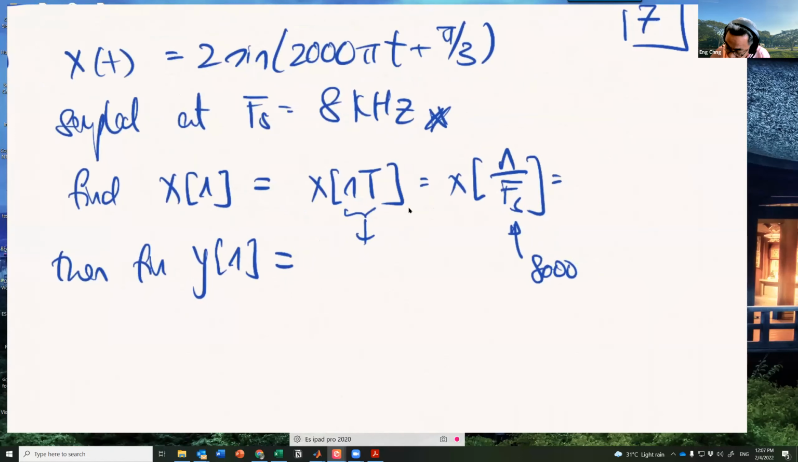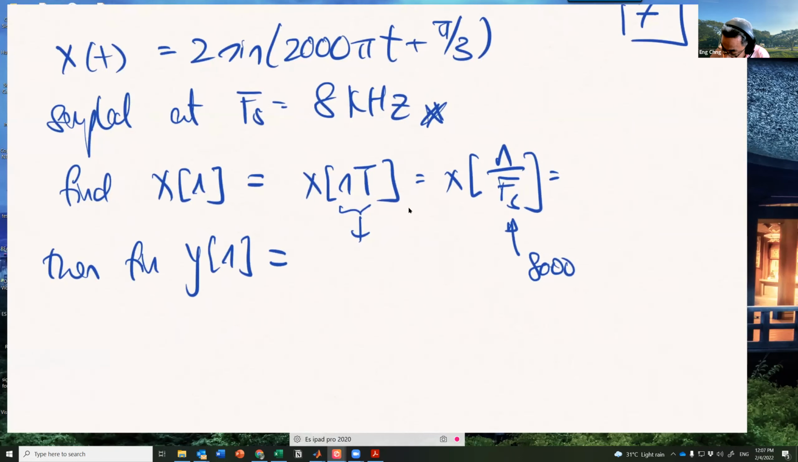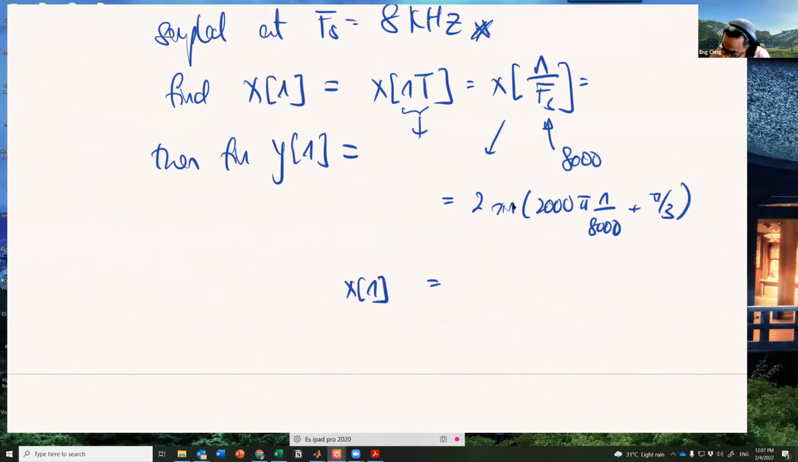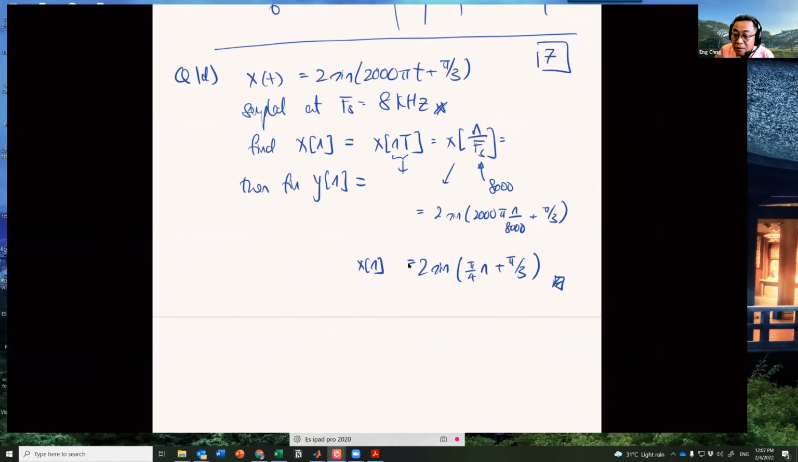I'll write here: 2 sine(2000 pi, and the little t becomes n over fs, n over 8,000, that's all, plus pi over 3). Once you have done that, you will see the answer, which is x[n] equals 2 sine(2000 divided by 8000 is 1/4, so pi over 4 n plus pi over 3). So that's it. This is 3 marks, right? Only 2 lines. Okay, this is 3 marks.